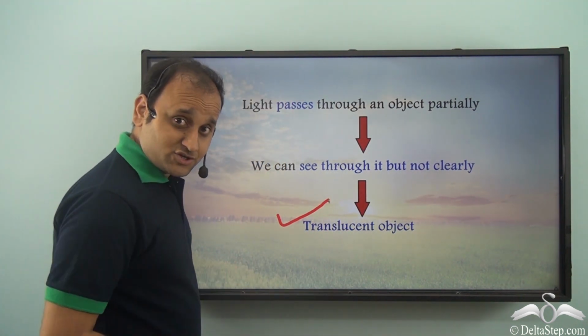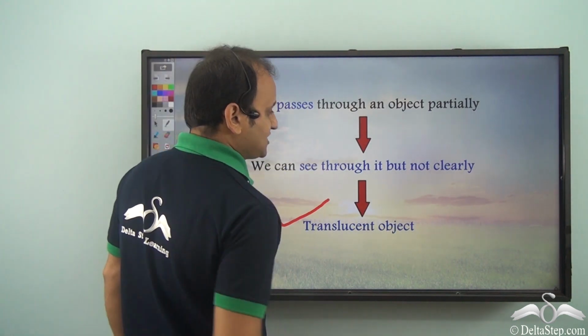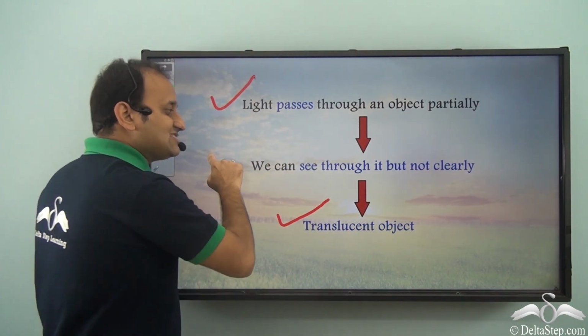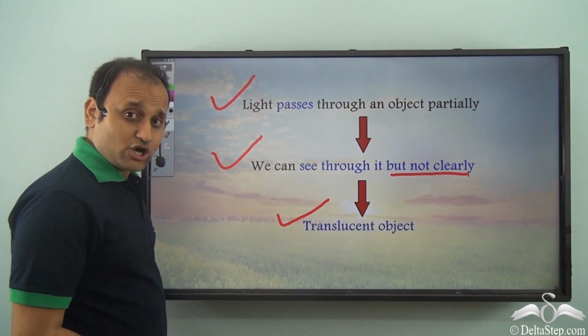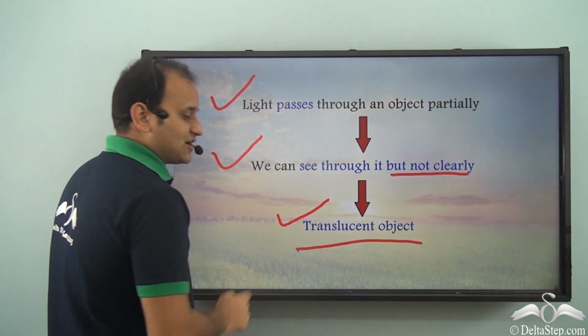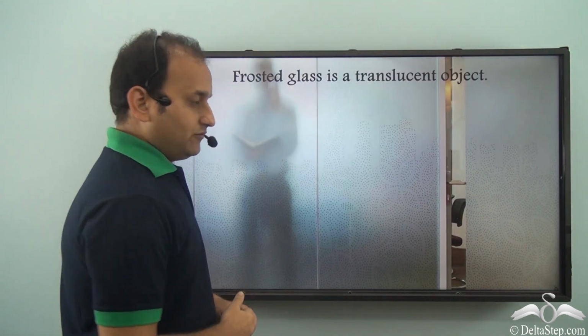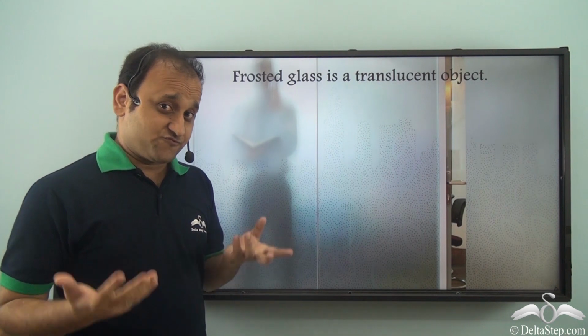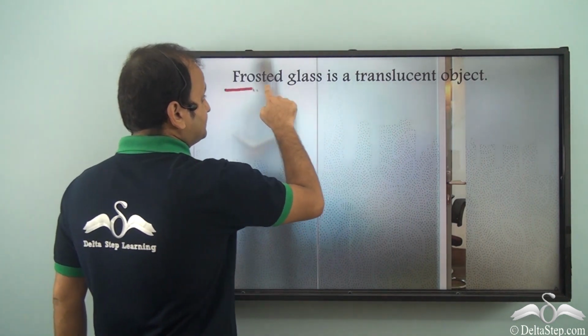So what are translucent objects? Well, when light passes through an object partially, we can see through it, but not clearly. And such objects are called translucent objects. So a very common example of translucent object is a frosted glass.